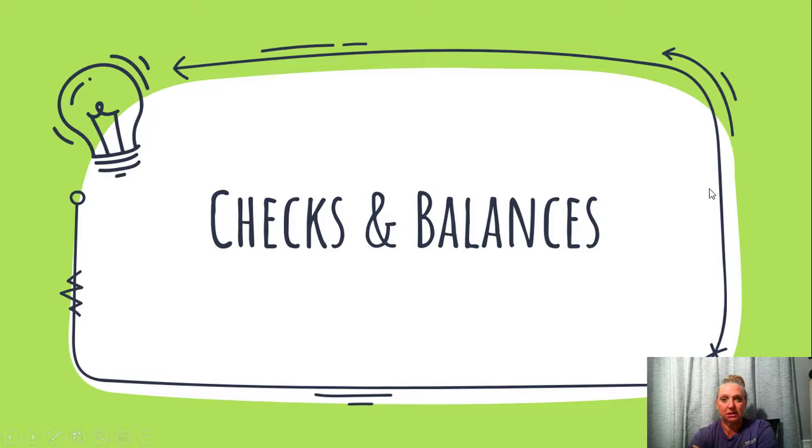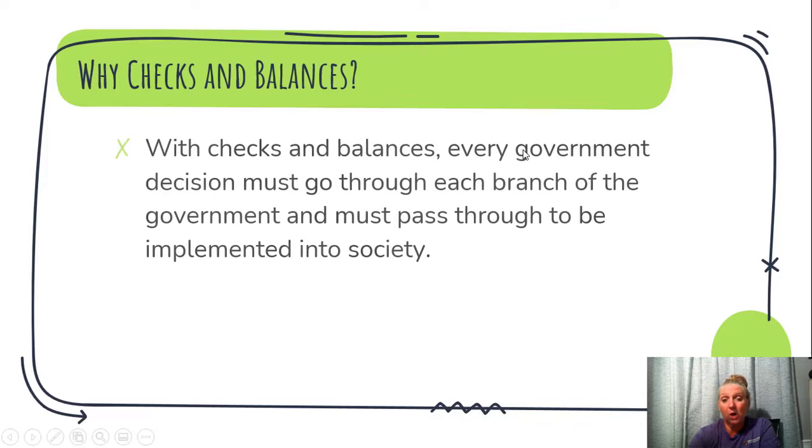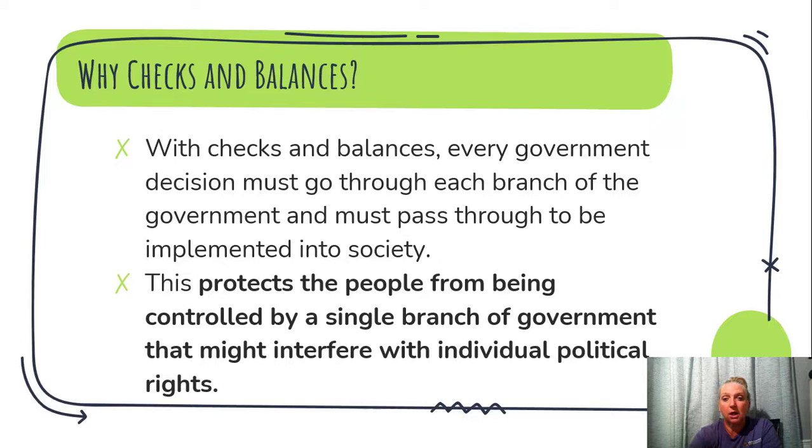All right, now let's talk about checks and balances. So checks and balances is heavily tied into separation of powers, because some of the powers that each branch gets is actually the ability to control or limit the power of another branch to make sure they're not abusing it. Okay, so why? Well, every decision must go through each branch of government and must pass through to be implemented. So this is a way to prevent that abuse of power, and it protects the people from being controlled by a single branch of government that might interfere with individual political rights.